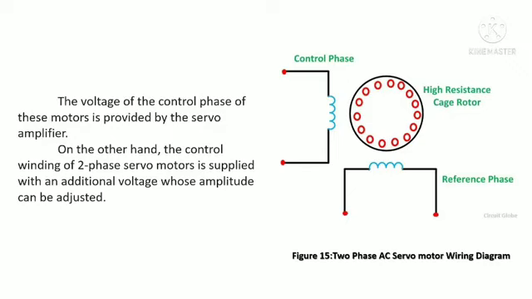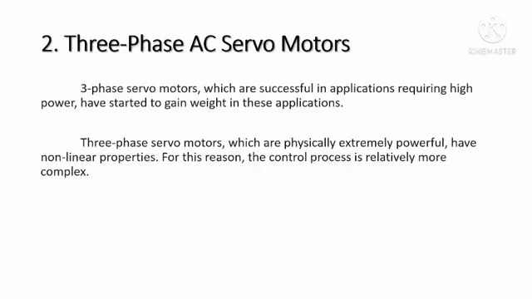On the other hand, the control winding of two-phase servo motors is supplied with an additional voltage whose amplitude can be adjusted. Three-phase servo motors are used in applications requiring high power. Three-phase servo motors have nonlinear characteristics. Therefore, the control process is more complex than two-phase systems.